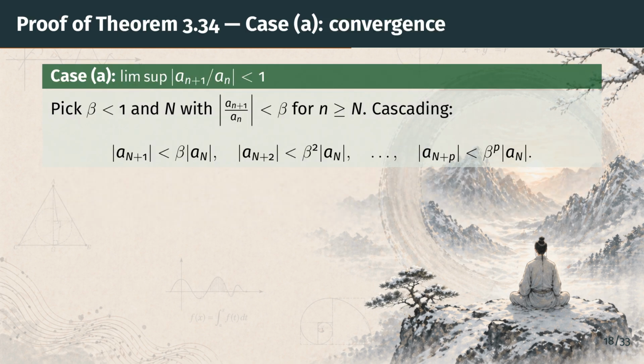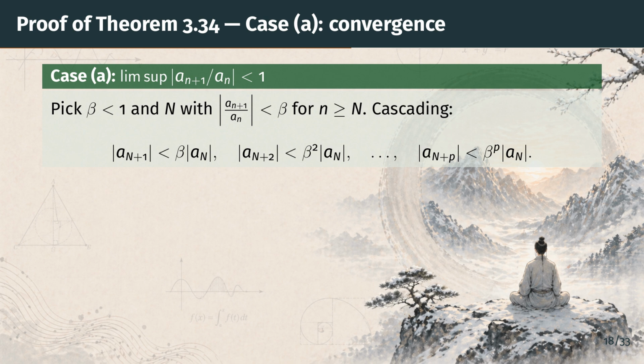Suppose the upper limit of the ratio is below 1. Then we can choose a number, beta, still below 1 but above that upper limit, and an index N, so that every ratio past N is less than beta. Now we cascade. The term at N plus 1 is less than beta times the term at N. The term at N plus 2 is less than beta times that, hence less than beta squared times the term at N. Continuing this telescoping pattern, the term at N plus p is less than beta to the p times the absolute value of the term at N.